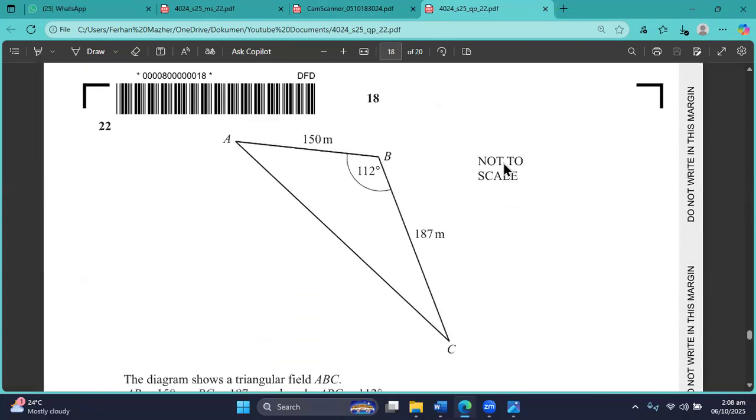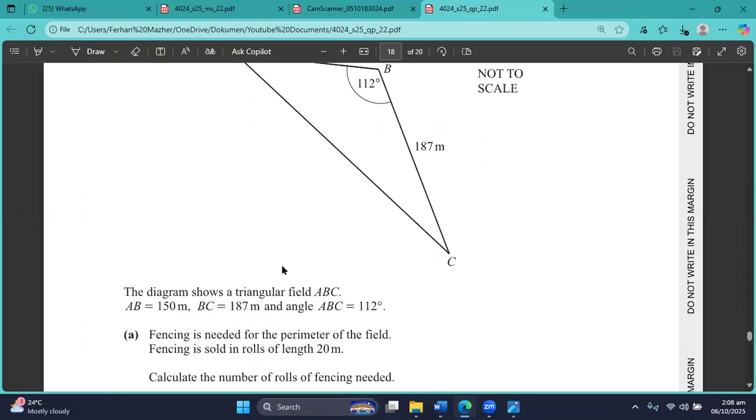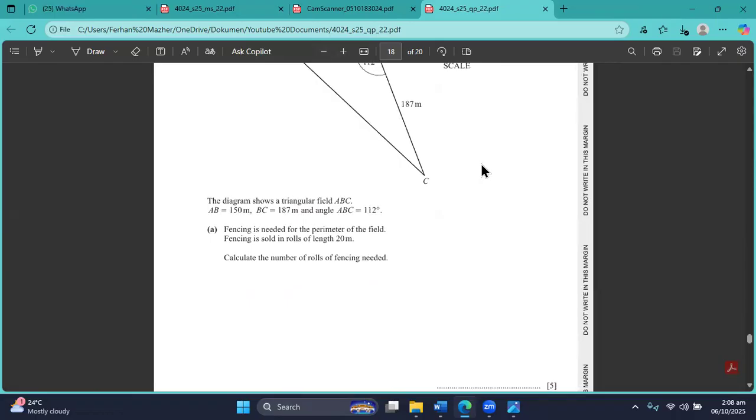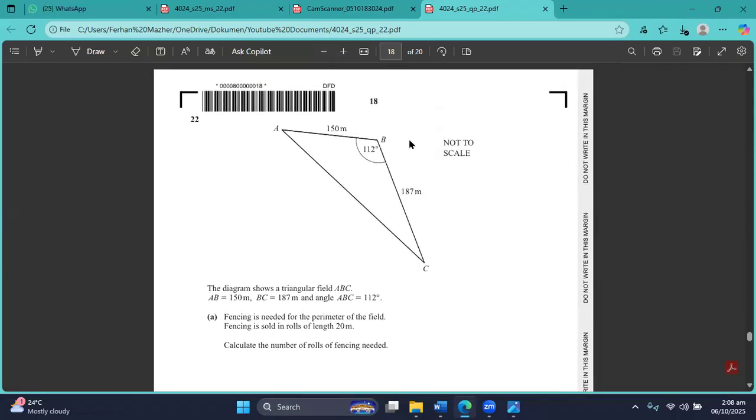The next question is question number 22. He says here, the diagram shows a triangular field ABC. This side is 150, this side is 187, this angle is 112 degree. So they are going to ask you what is the value of the AC.